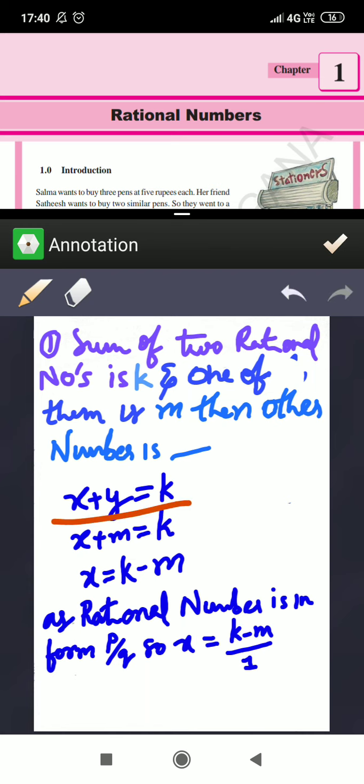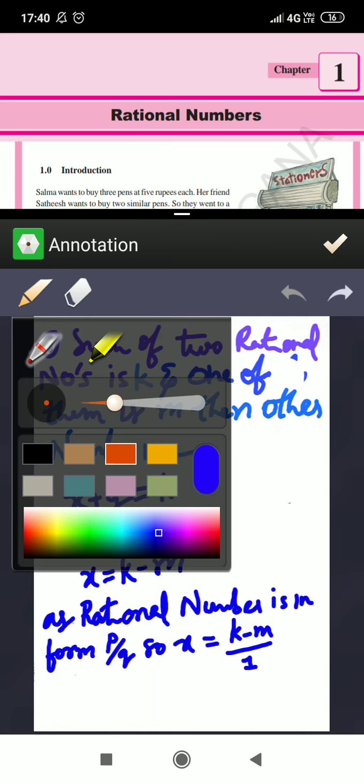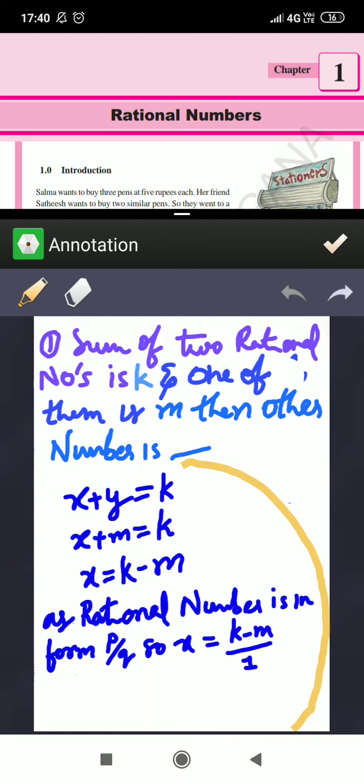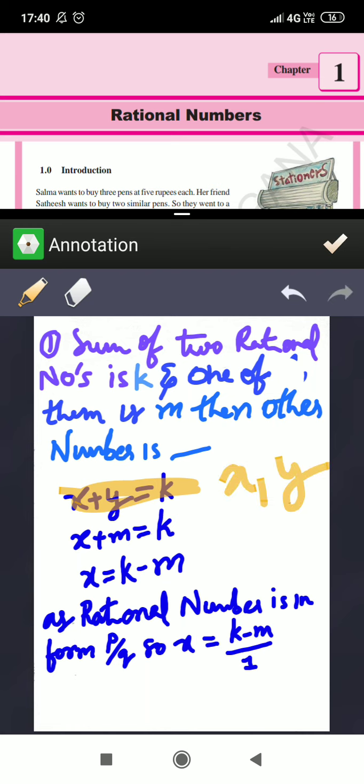x plus y is equal to k. Given the sum of two rational numbers is k. Let me assume x, y are the two rational numbers. One of them, m, is given now. So I assumed the number y as m. Here I substituted in this expression.